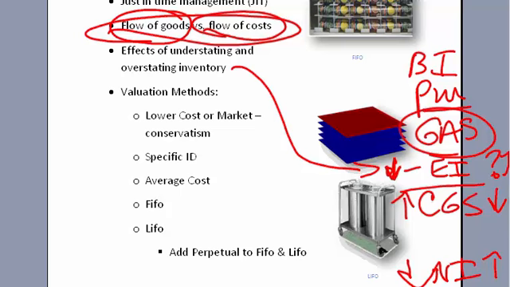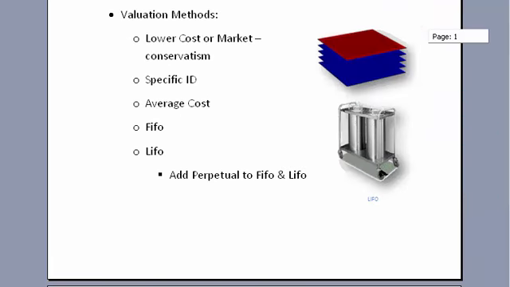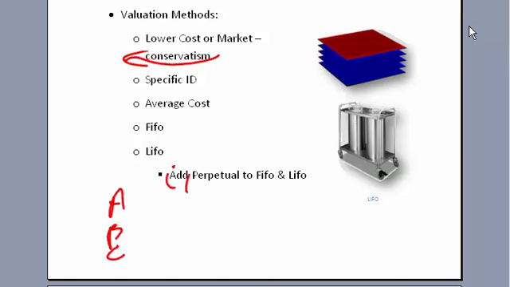So now we get to the big deal here, and that is looking at the valuation methods. The first one, lower of cost or market, is all based on the concept of conservatism. So we would take all our products A, B, C that we have, and we see what our cost was and then what the market is.